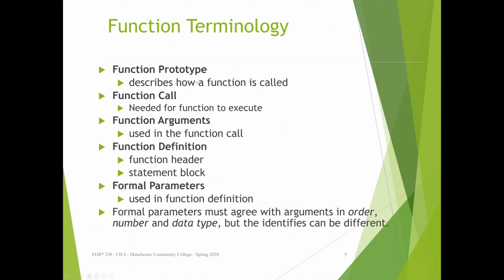Function prototype, we're going to need this. This basically tells the compiler that something you've created is a function, and this is needed beforehand before you actually start to use it. Function call. This is the part where you're actually going to make a call to a function, saying run this code that I've defined. Function arguments. This is the information that you pass into the function. The function definition is the code that you write.